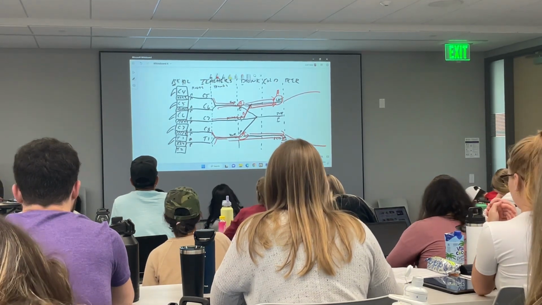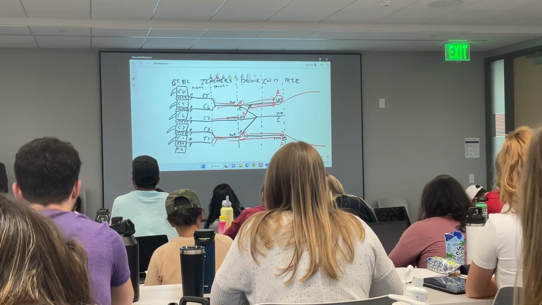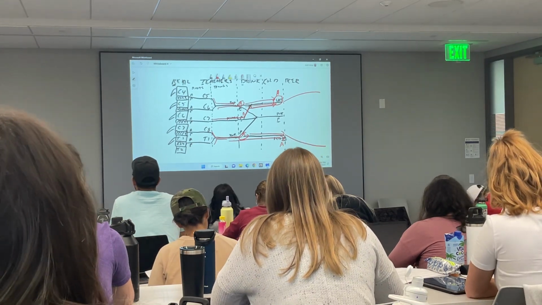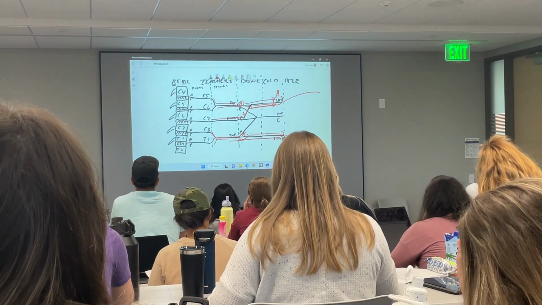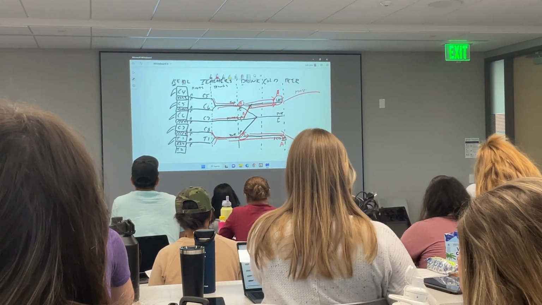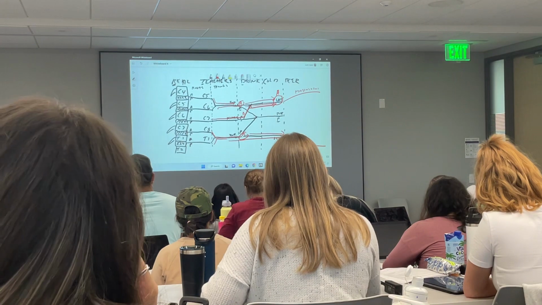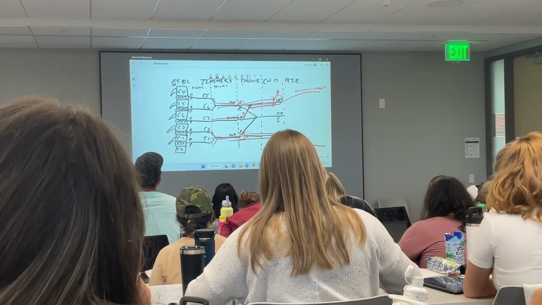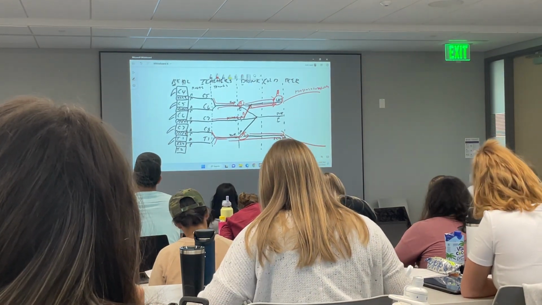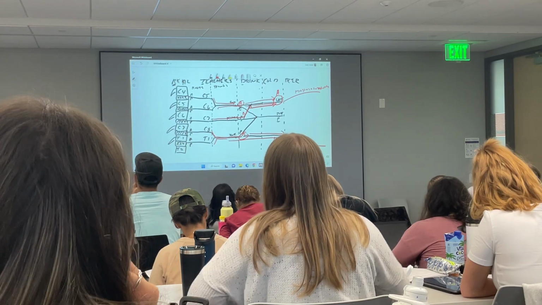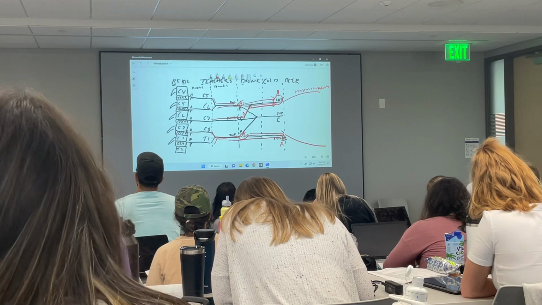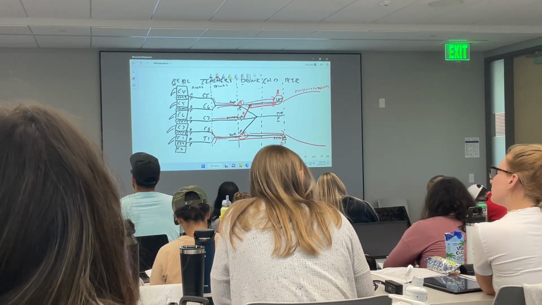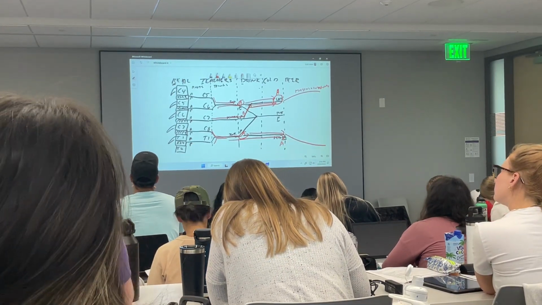How many terminal branches do we have? Five. There's two really easy ones. So we only have one coming off the lateral cord. What's that one? Musculocutaneous.